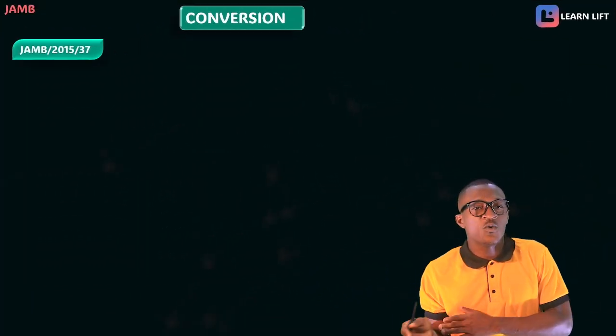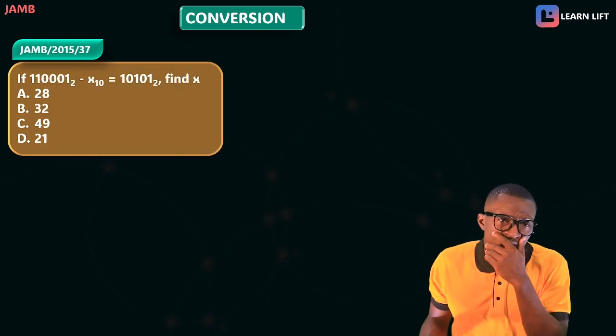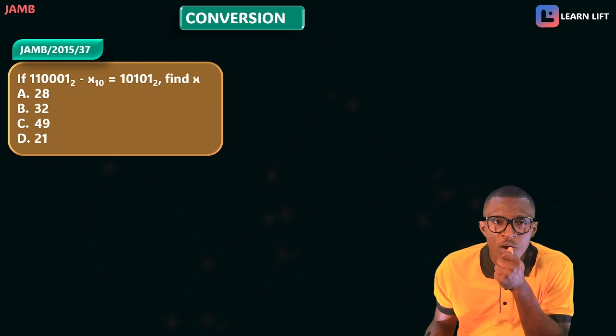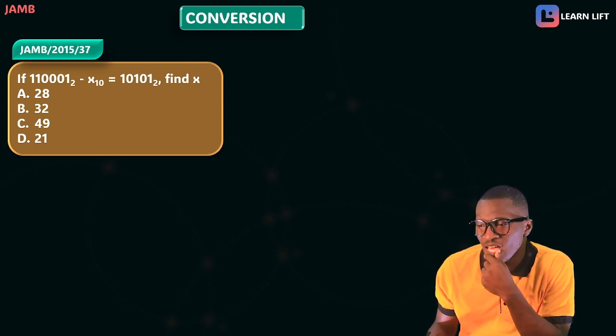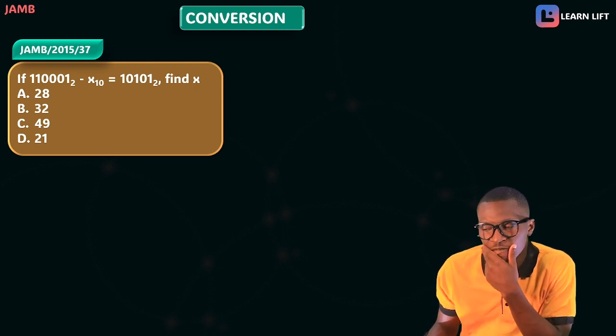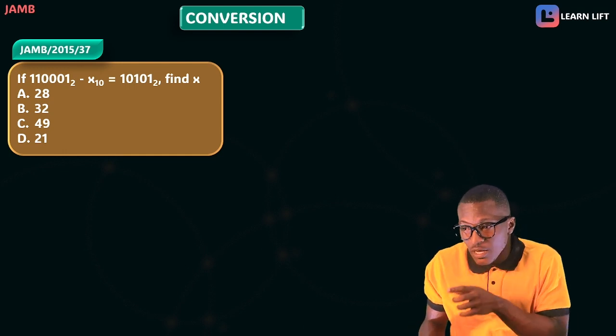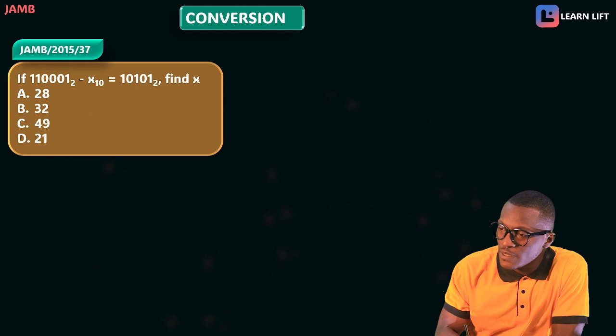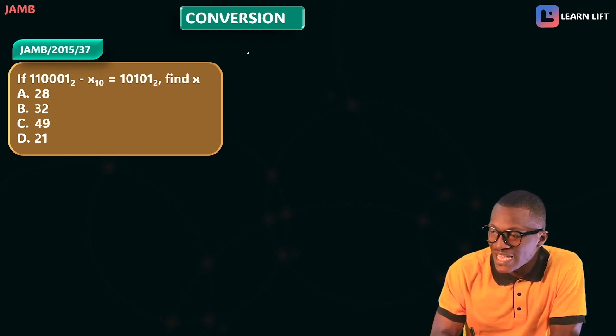Quickly, let's see. Jamb 2015 question 37. We are told that if 1 1 0 0 0 1 base 2 minus x is equal to 1 0 1 0 1 base 2, find x. We have no choice but to solve it. Remember that the base x is already in base 10. The other two are in base 2, so let's convert them to base 10 so that we can get x properly.